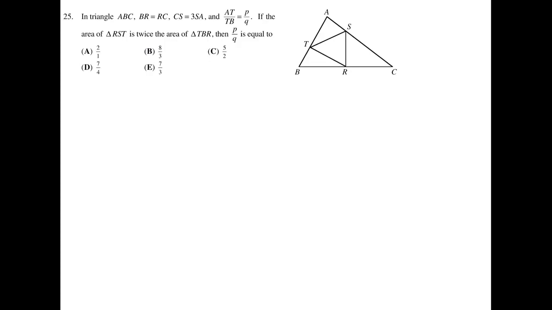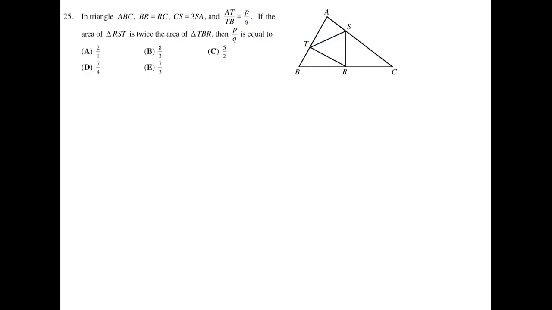In triangle ABC, BR is equal to RC, CS is equal to 3 times SA, AT over TB is equal to P over Q. If the area of RST, right here, is twice the area of TBR, which is right here, then P over Q is equal to.